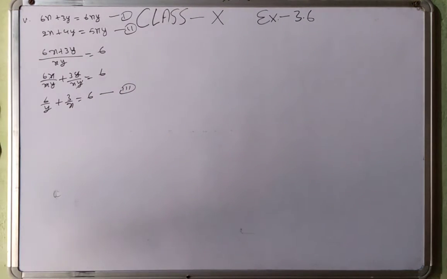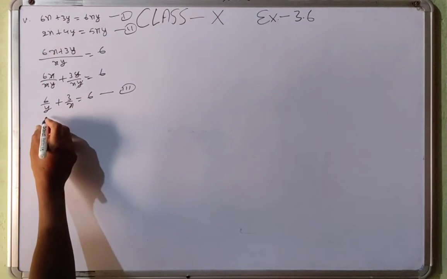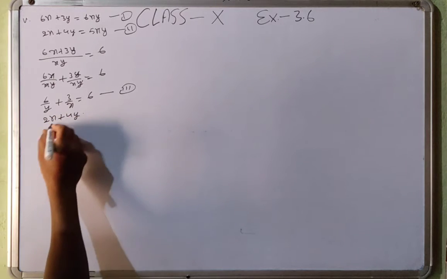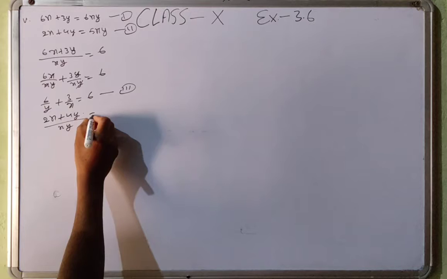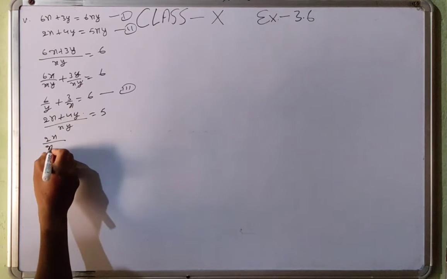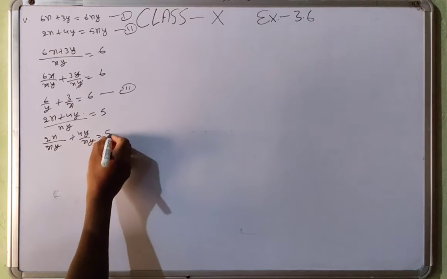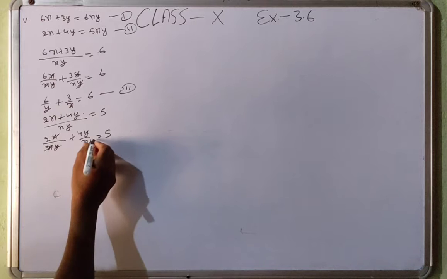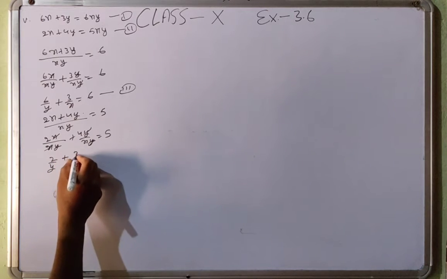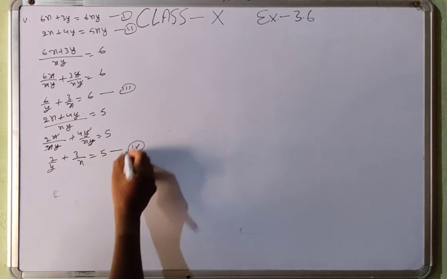And then for the second equation, similarly we will do 2x plus 4y upon xy is equal to 5. That means 2x upon xy plus 4y upon xy, and then x cancels by x, y cancels by y. So that is 2 upon y plus 4 upon x is equal to 5. This is the fourth equation.